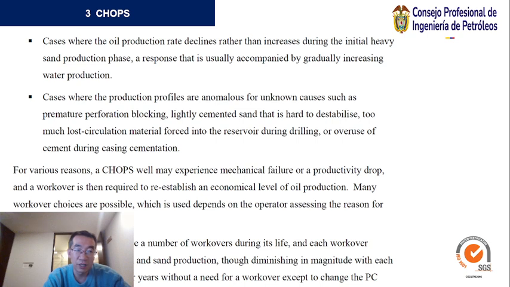A CHOPS well may experience a number of workovers during its life, and each workover usually results in a surge of oil and sand production, diminishing in magnitude with each cycle. Some wells produce for years without a need for workover except to change the PCP.